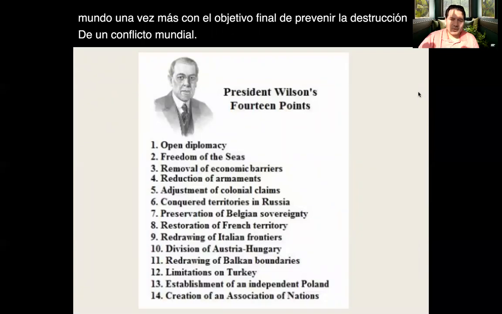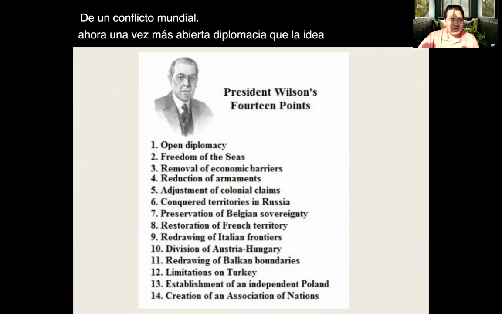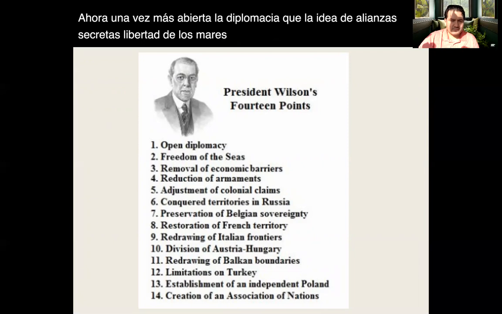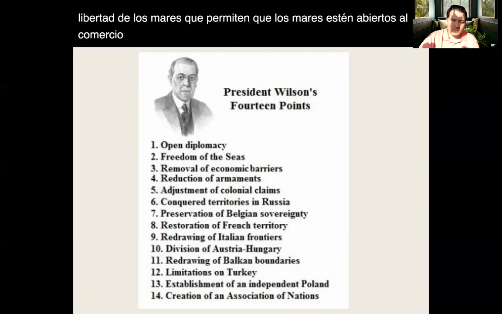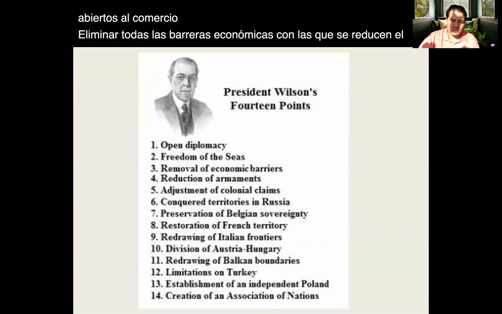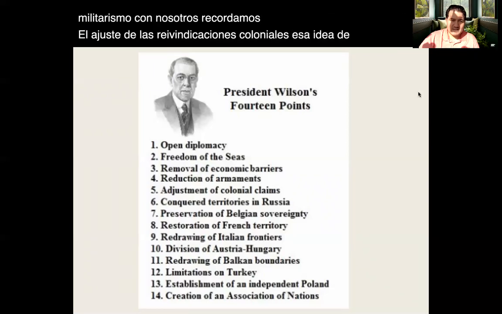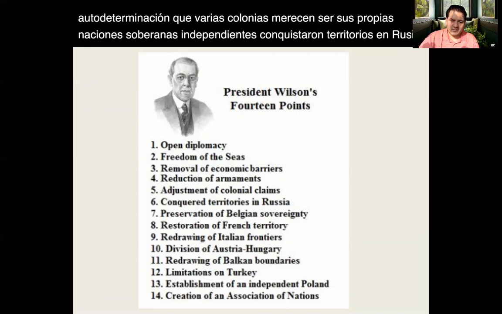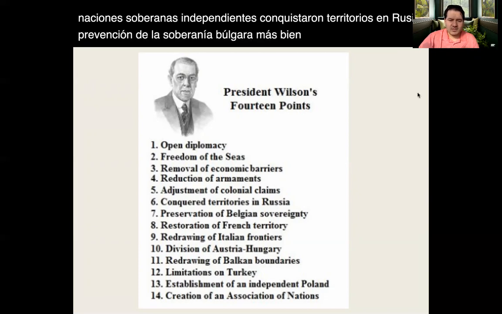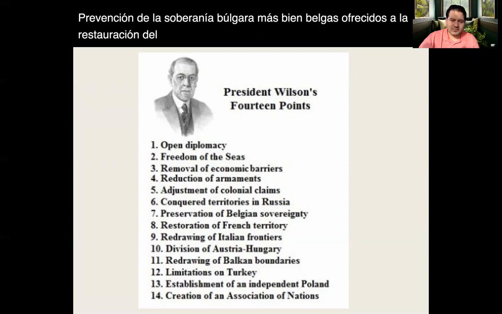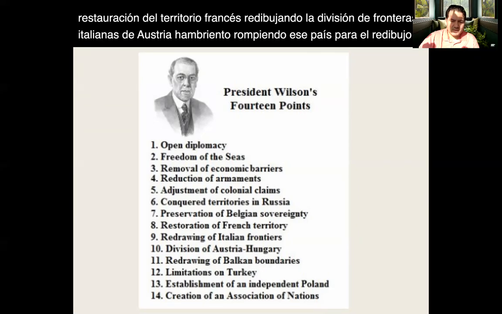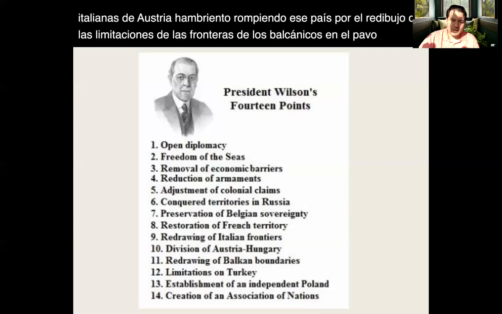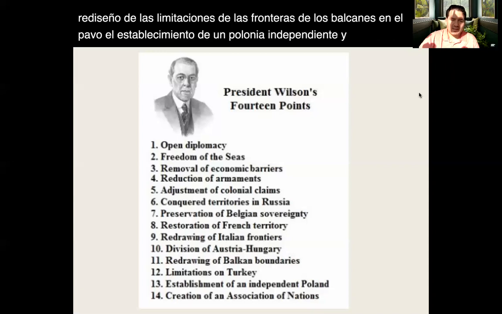Now, once again: open diplomacy, that idea of ending secret alliances; freedom of the seas, allowing that the seas be open to trade; removal of economic barriers; the reduction of armaments, militarism, if we remember; adjustment of colonial claims, that idea of self-determination, that various colonies deserve to be their own independent, sovereign nations; conquered territories in Russia; Belgian sovereignty; the restoration of French territory; redrawing of Italian frontiers; division of Austria-Hungary, breaking that country up; the redrawing of Balkan boundaries; limitations on Turkey; the establishment of an independent Poland; and the creation of an association of nations, or what would become that League of Nations.